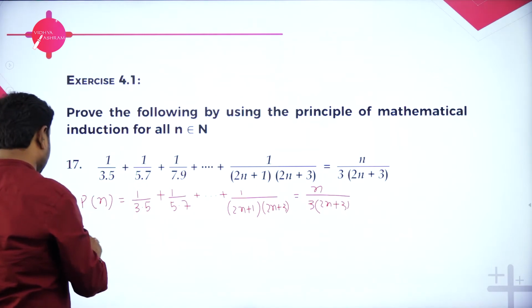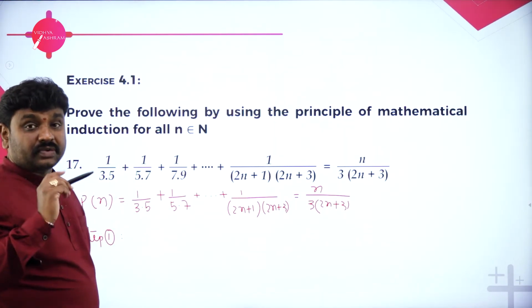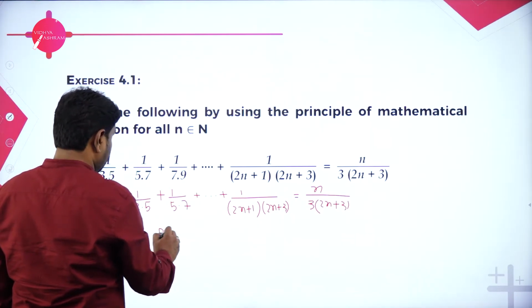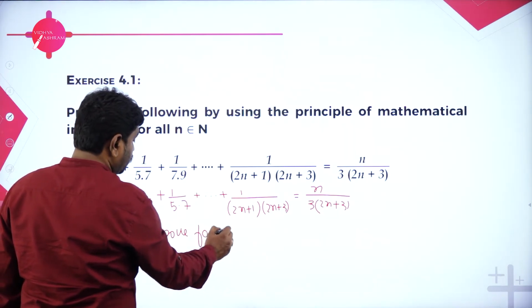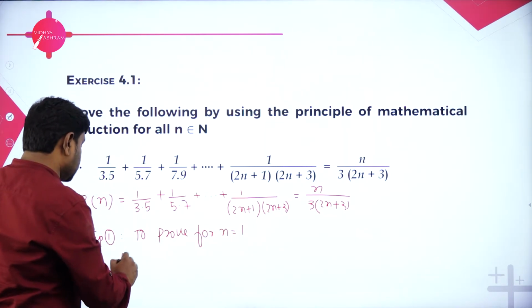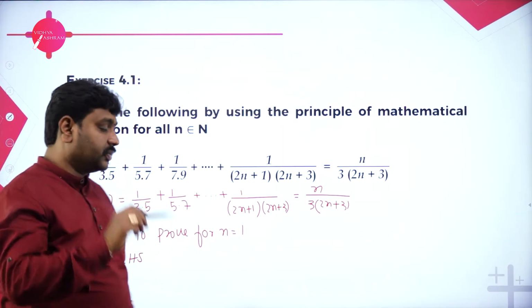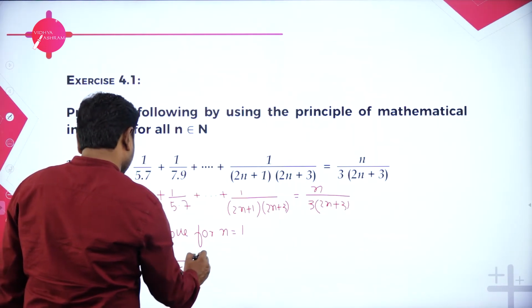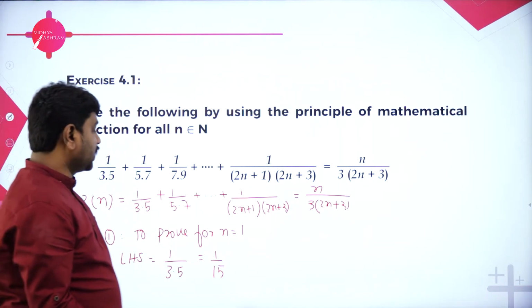Now step 1, what is step 1? Step 1, we'll prove for n is equal to 1 on the LHS. All of you know what the first step in mathematical induction is? To prove for n value equal to 1. So in the LHS, n is equal to 1 means what? It means you should take one term. So I'll take one term, that is 1 by 3 into 5. 1 by 3 into 5 is 1 by 15. This is your LHS. Now we take the RHS.